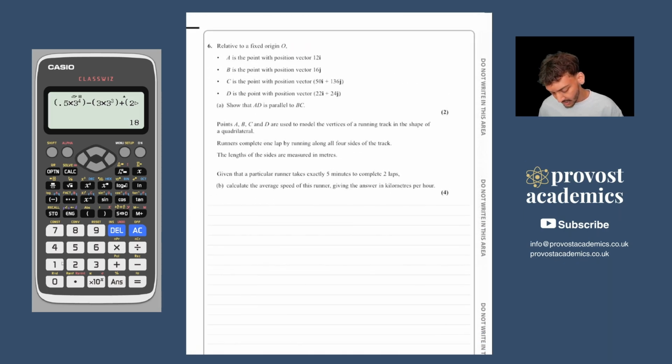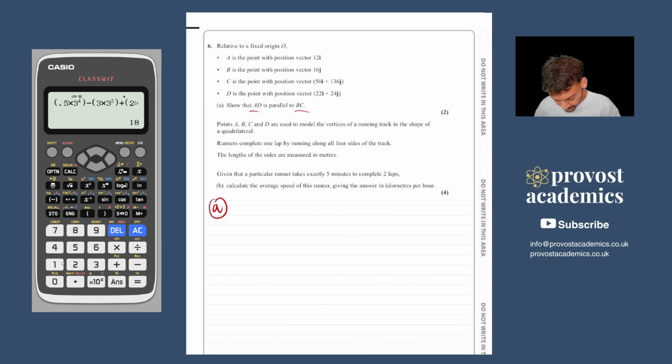Right, next one. So we have, relative to a fixed origin, 4 vectors. We need to show that AD is parallel to BC. So with vectors questions, if they're asking for parallel, the plan is that you find the individual vectors that they're talking about, and hopefully, if you've done the arithmetic right, one of them will be a multiple of the other, and therefore that tells you that they are indeed parallel because they're going in the same direction, albeit one is enlarged by a factor relative to the other.